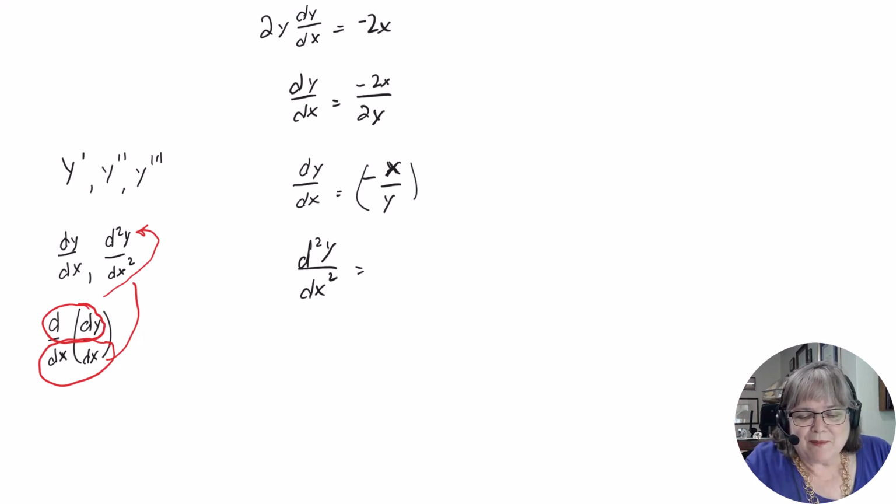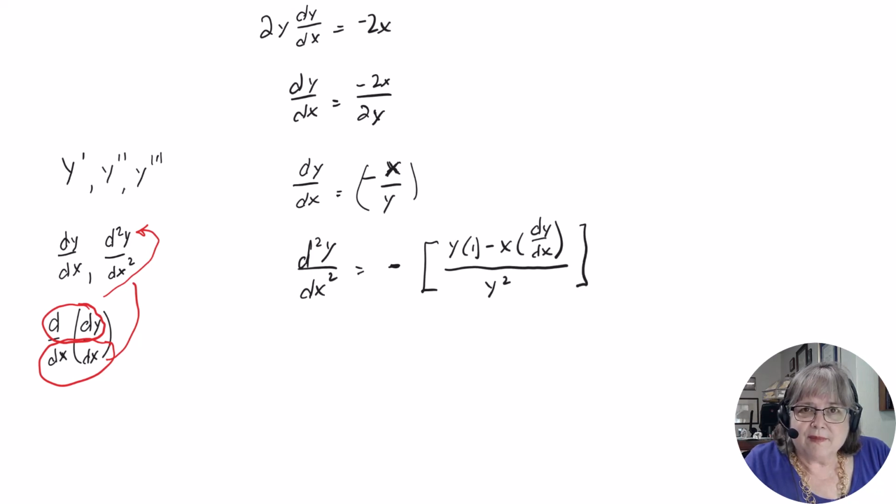All right, so I'm going to pull the negative out, and I'm going to do the quotient rule. All right, so the quotient rule is the bottom times the derivative of the top. Okay, so the derivative of x with respect to x is 1, minus the top times the derivative of the bottom, and the derivative of y with respect to x is dy dx over the bottom squared. All right? Now, not too bad.